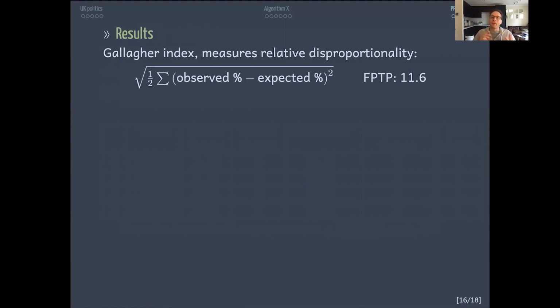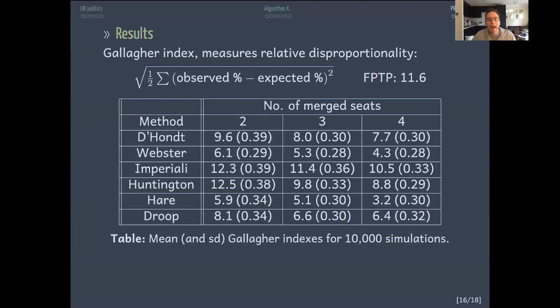So I ran it for 6 different methods. I merged 2, 3, and 4 seats together, and I ran 10,000 different simulations of the UK general election and calculated the Gallagher index and the mean and the standard deviation for each of these different scenarios. And these are the results here. I'm a bit old-fashioned in that I like my means followed by the standard deviations in brackets. We can see that the standard deviations are actually quite small in comparison to results, so that gives us a bit more confidence in these results.